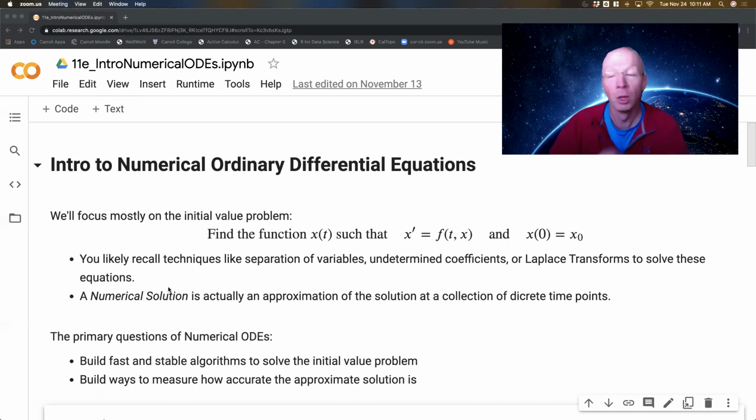So the goal in numerical ordinary differential equations, numerical ODEs, is to build fast and stable algorithms that will do this approximation for us. And then we want to actually have the analysis to be able to say how good is our approximation.